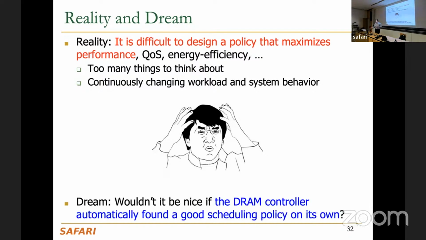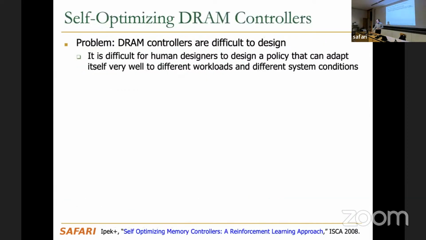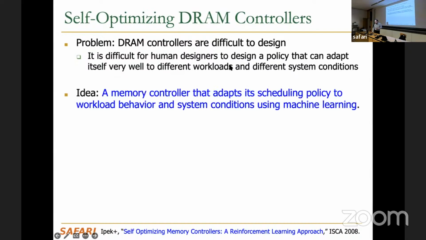So our dream was to ask the question, wouldn't it be nice to have a DRAM controller that automatically found a good scheduling policy on its own, as opposed to the designer figuring out what that policy is and dictating it? And clearly this has advantages because hopefully that policy will become better as well and dynamically adapt to what's happening. So that's the problem, basically. It's difficult for human designers to find and design that policy.